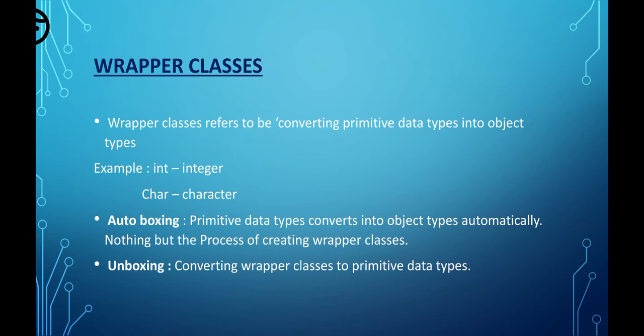So coming to wrapper classes. Wrapper classes refer to converting primitive data types into object data types. Primitive data types are nothing but int, char, float, byte, all your data types. So converting int to Integer or char to Character comes under wrapper classes. This is known as wrapper classes. The process of converting primitive data types to object types we call autoboxing, whereas unboxing is quite the opposite. Converting wrapper classes back to primitive data types is known as unboxing. Autoboxing is automatic, whereas we need to do unboxing manually.